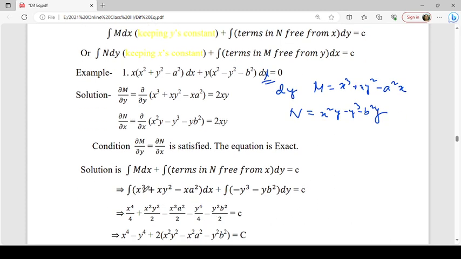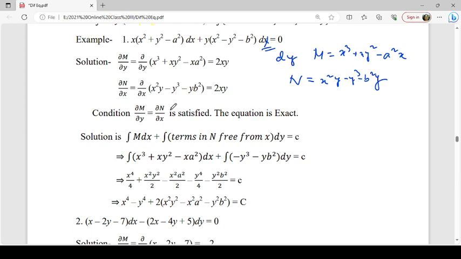So this is x cube, it is x to the power 4 by 4. For xy square, with respect to x only we are integrating, so this y square is kept as it is, and the integration of x is x square by 2. Then a square is kept as usual, and the integration of x is x square by 2. Then minus y to the power 4 by 4 minus y square b square by 2, equal to a constant. So this is the solution of the exact equation.